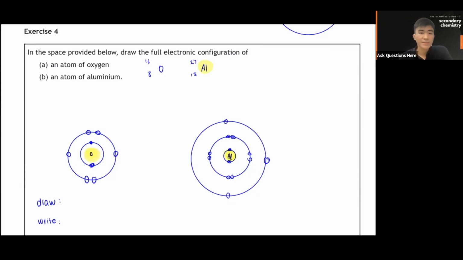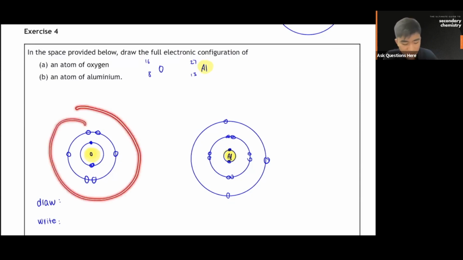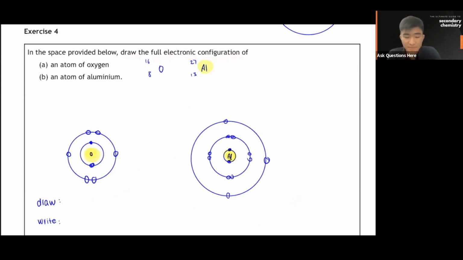All right, any question, anyone? Okay, so let me just go through something that is a little bit extra, but you must know as well. Now, this over here and this over here are what we call the drawing of the full electronic configuration. Drawing of the full electronic configuration basically means that I'm trying to display how the electrons are arranged in the atom.